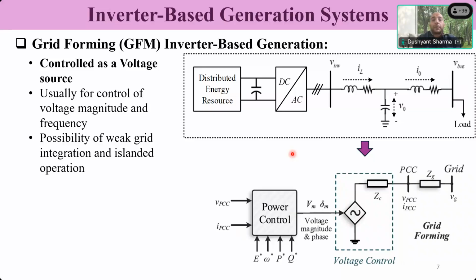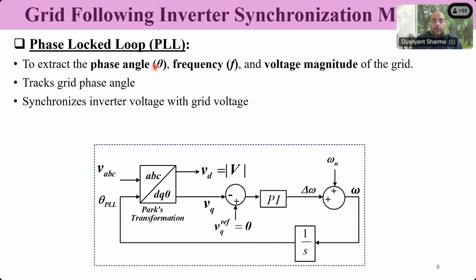It's a completely independent source. It is producing its own voltage. It is controlled as a voltage source. So that is the grid forming inverter, the second case. So we have almost covered half an hour. In the remaining 1 hour, we'll discuss the control techniques or synchronization techniques for both grid following and grid forming inverters. As we discussed, the basic control philosophy for a grid following inverter is the use of a PLL, or a phase lock loop.